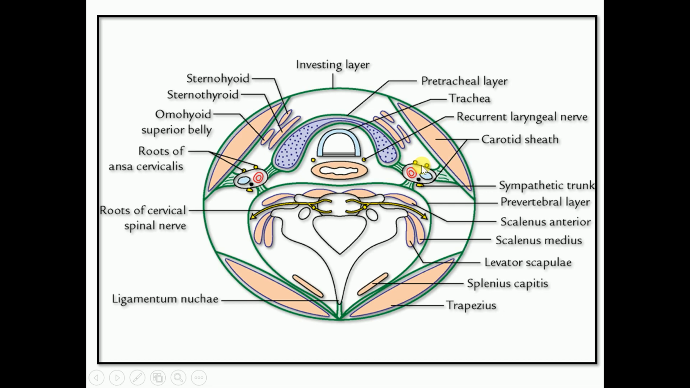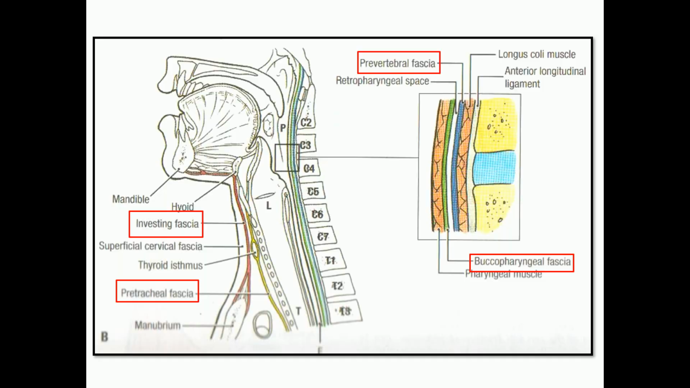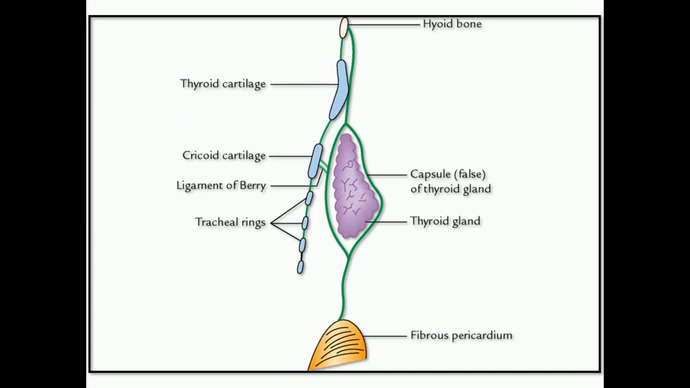Now vertical tracing of the pretracheal fascia. When traced above, it is attached to the hyoid bone. When we trace below, it enters the thorax in front of the trachea and blends with the apex of the fibrous pericardium. This one is the fibrous pericardium. So this layer is extended into the thorax.